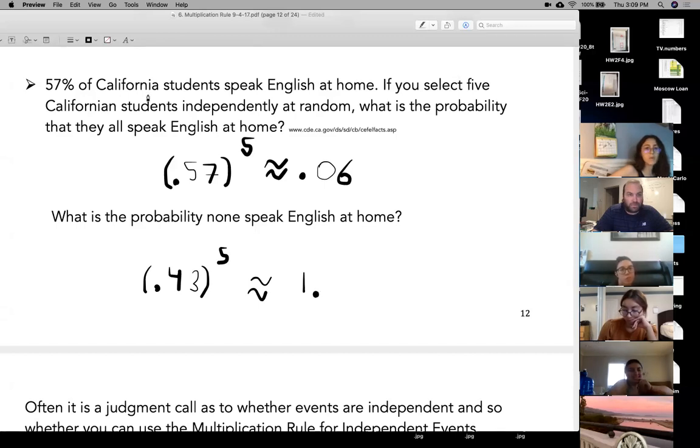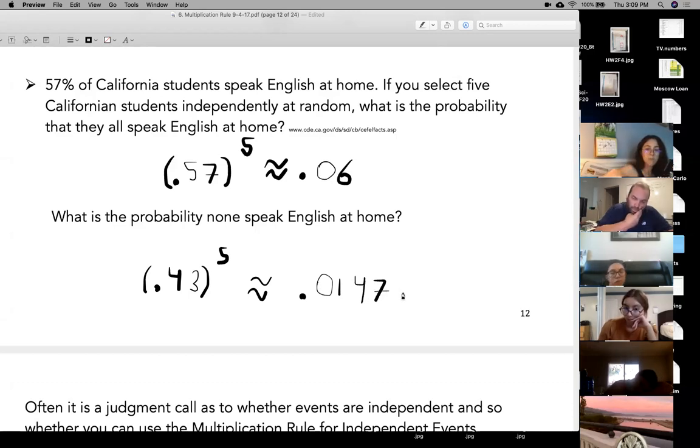How do you do that on this calculator, Professor? Sorry, which calculator? The TI-84 Plus Silver Edition. You do 0.43, and then you'll see a button on the right, which looks like an arrow like this. Hit that. Oh, okay. And then the 5. And the 5. And then enter. Then enter. Okay.